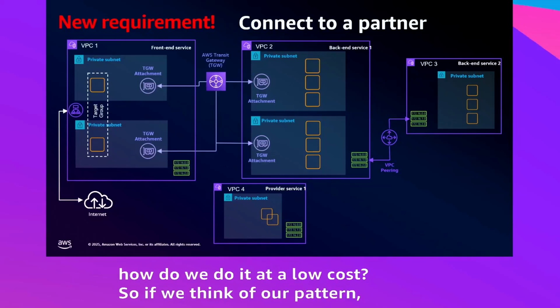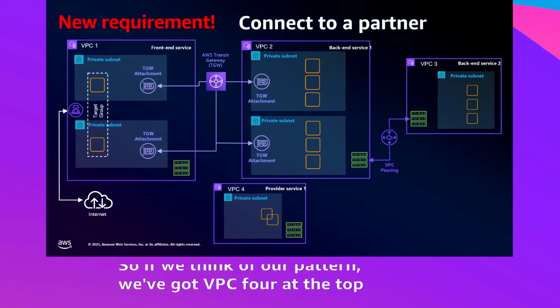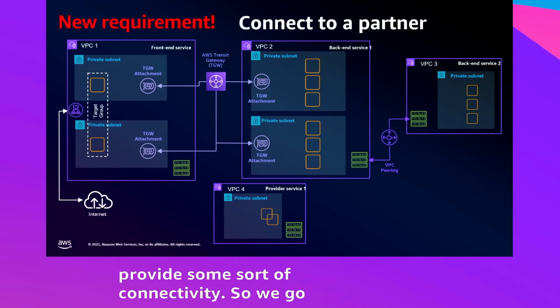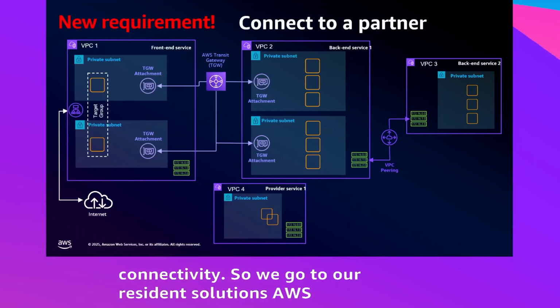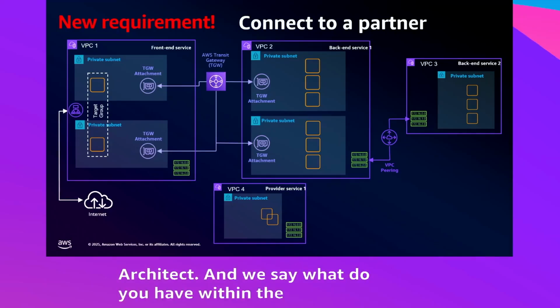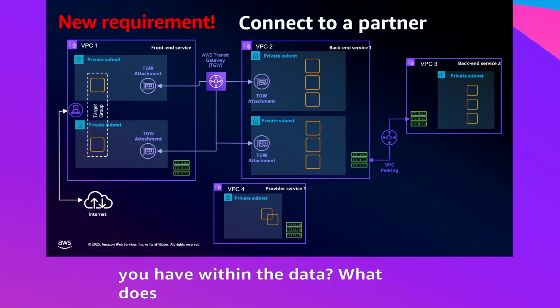So if we think of our pattern, we've got VPC4 at the top here. And what we need to do is provide some sort of connectivity. So we go to our resident AWS solutions architect, and we say, what does AWS have from a connectivity standpoint to be able to provide this type of connectivity? And that's where AWS PrivateLink comes in.